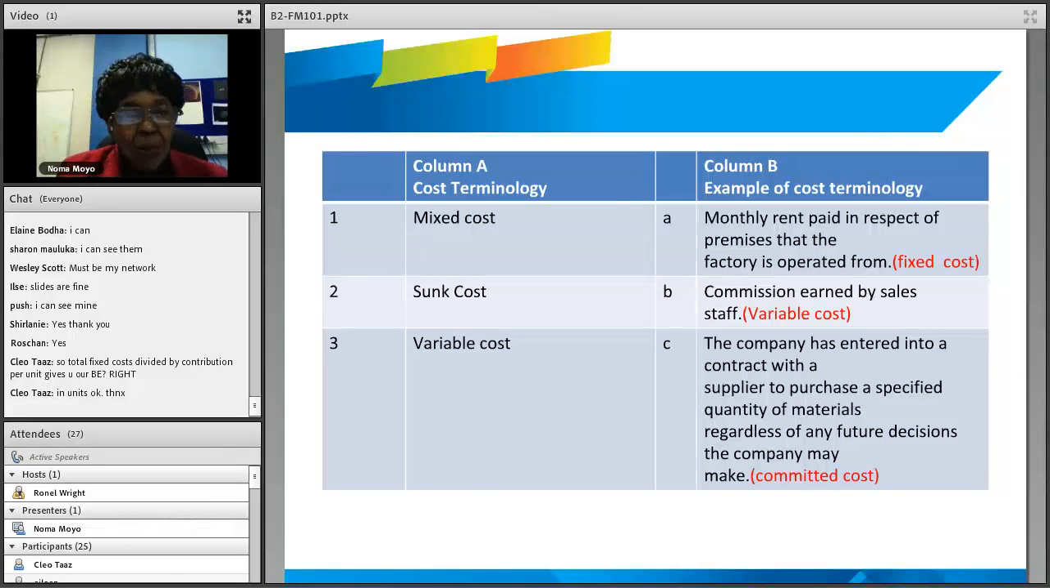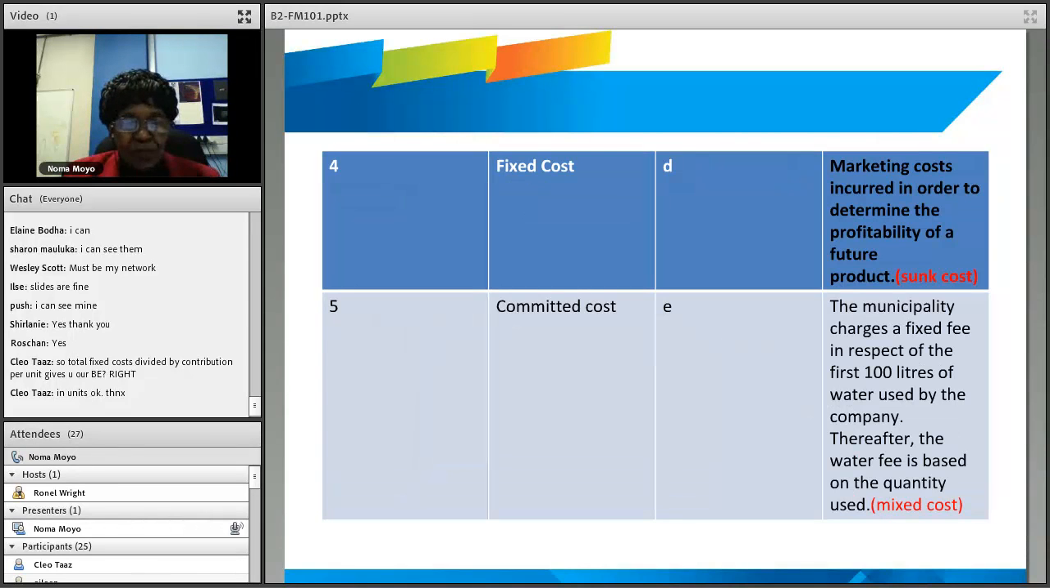For instance, number one, mixed cost. The best description for a mixed cost would be: the municipality charges a fixed fee in respect of the first 100 liters of water used by the company. Thereafter, the water fee is based on the quantity. It's like your phone. There's a fixed cost, thereafter whatever you use, that then makes it a mixed cost. So number one was supposed to have been paired with E.